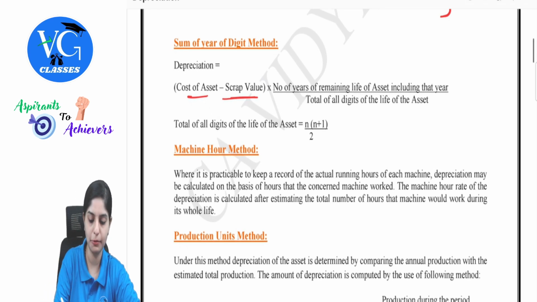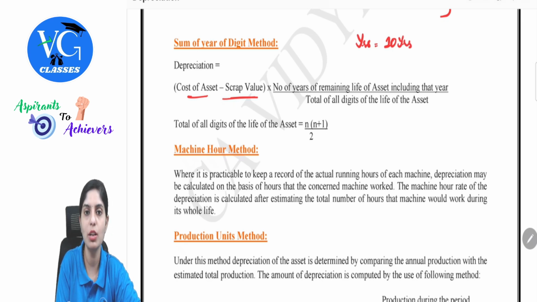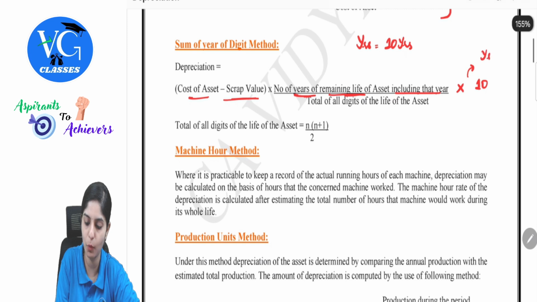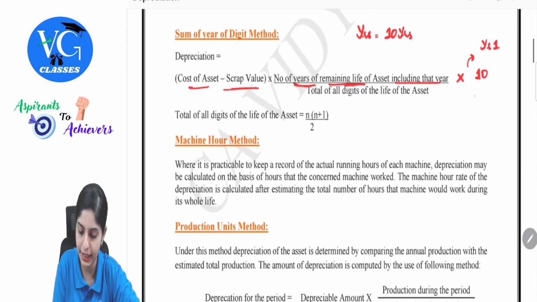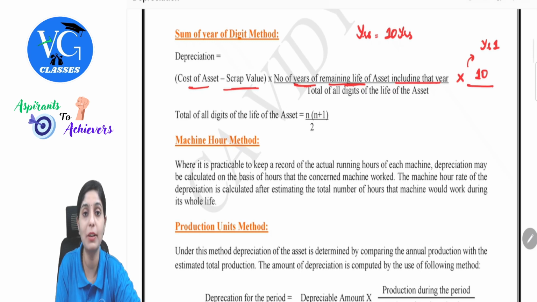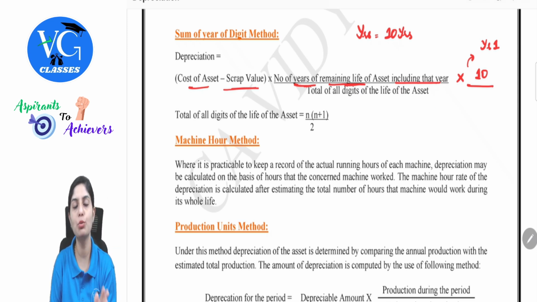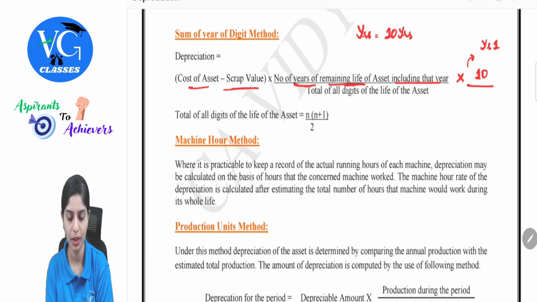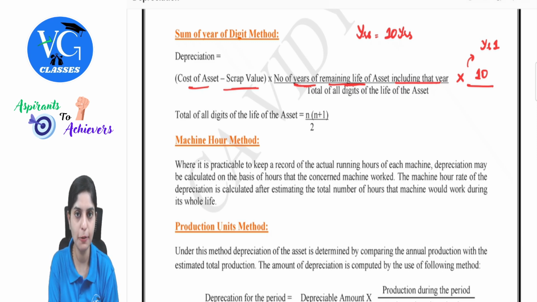So what does this mean? For example, if I take total useful life to be 10 years, and there is some cost minus scrap value, multiply this with 10, because it says number of years of remaining life of asset including that year. Here I am calculating for year 1. Multiply this with 10 divided by total of all digits of life of the asset. That means if I have taken 10 years, I have to calculate 1 plus 2 plus 3 plus 4 until 10. It was easier for me to calculate now because I've just taken 10 years.